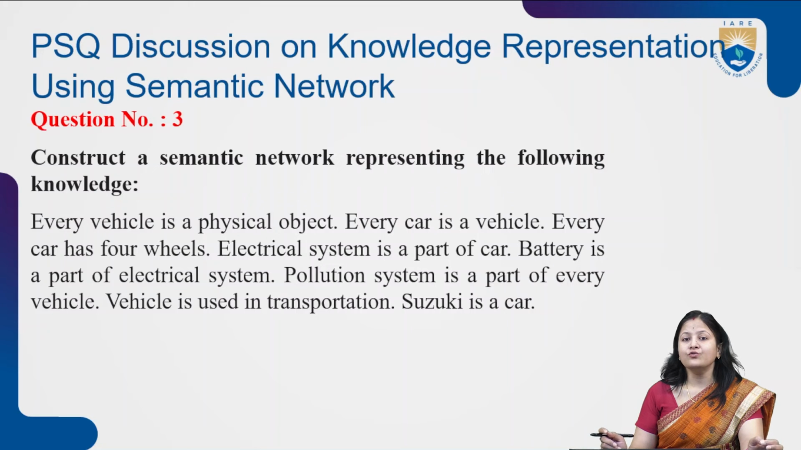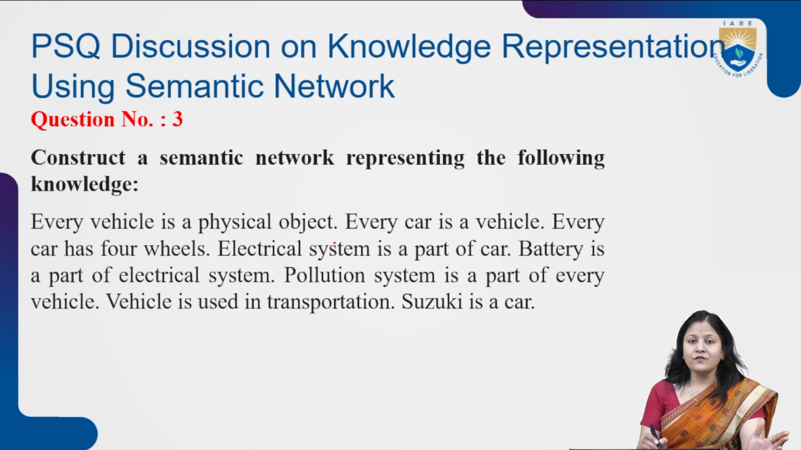And vehicle is used in transportation, and Suzuki is a car. Few statements are given related to vehicle and car. I hope you can draw this example. So all the statements. Now let us identify what are the properties and what are the attributes or the class.